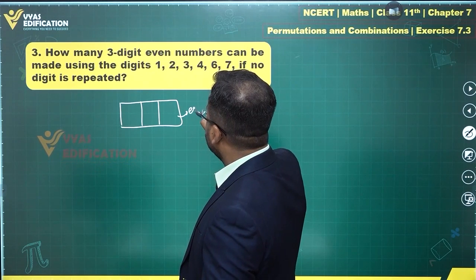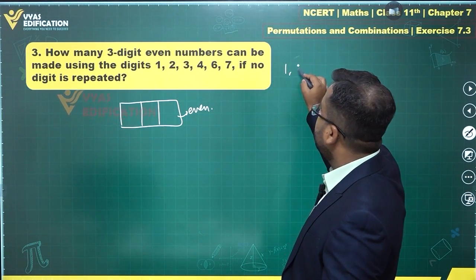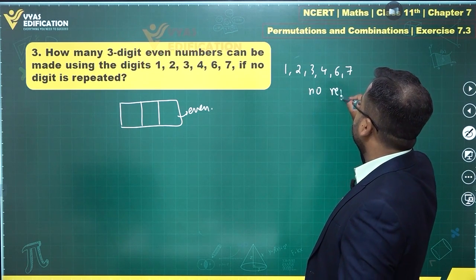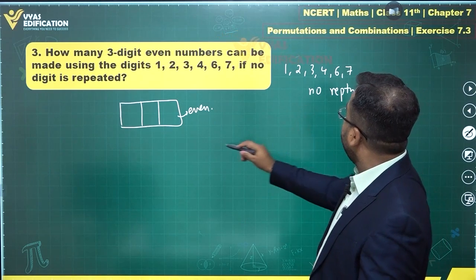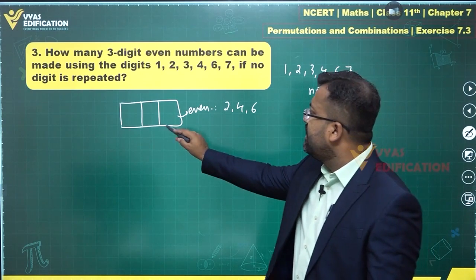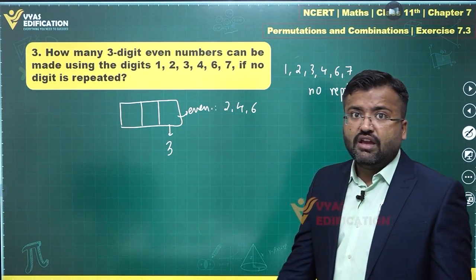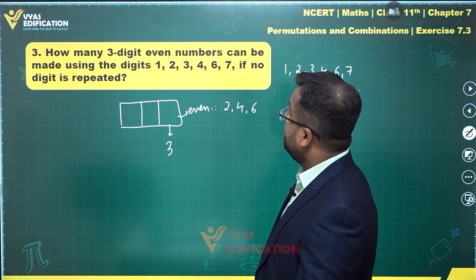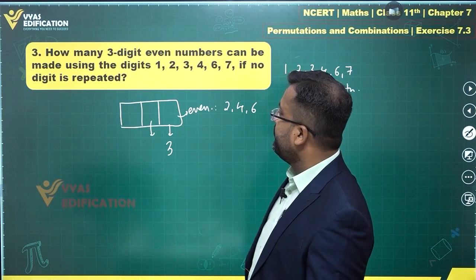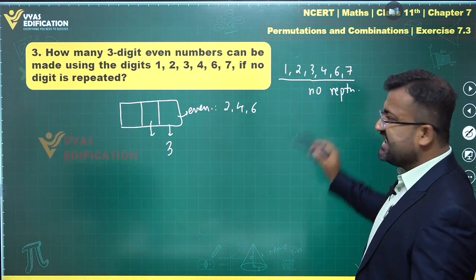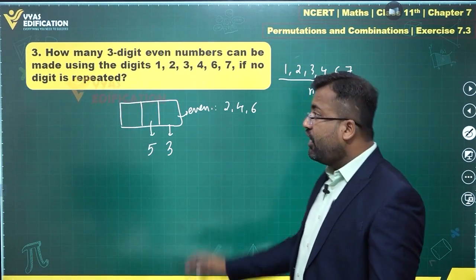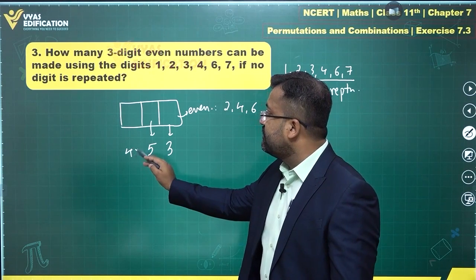So this digit has to be even, and what are the possible choices? We have 1, 2, 3, 4, 6, 7 and no repetition. So even digit would imply this can be either 2 or 4 or 6. There are 3 possible choices for this box over here. 3-digit even numbers can be made if this is either 2 or 4 or 6. What about this one? Out of these 6 digits, you have used 1, so 5 possible choices will be available over here. Out of 6, you have used 2, so only 4 choices would be available over here.